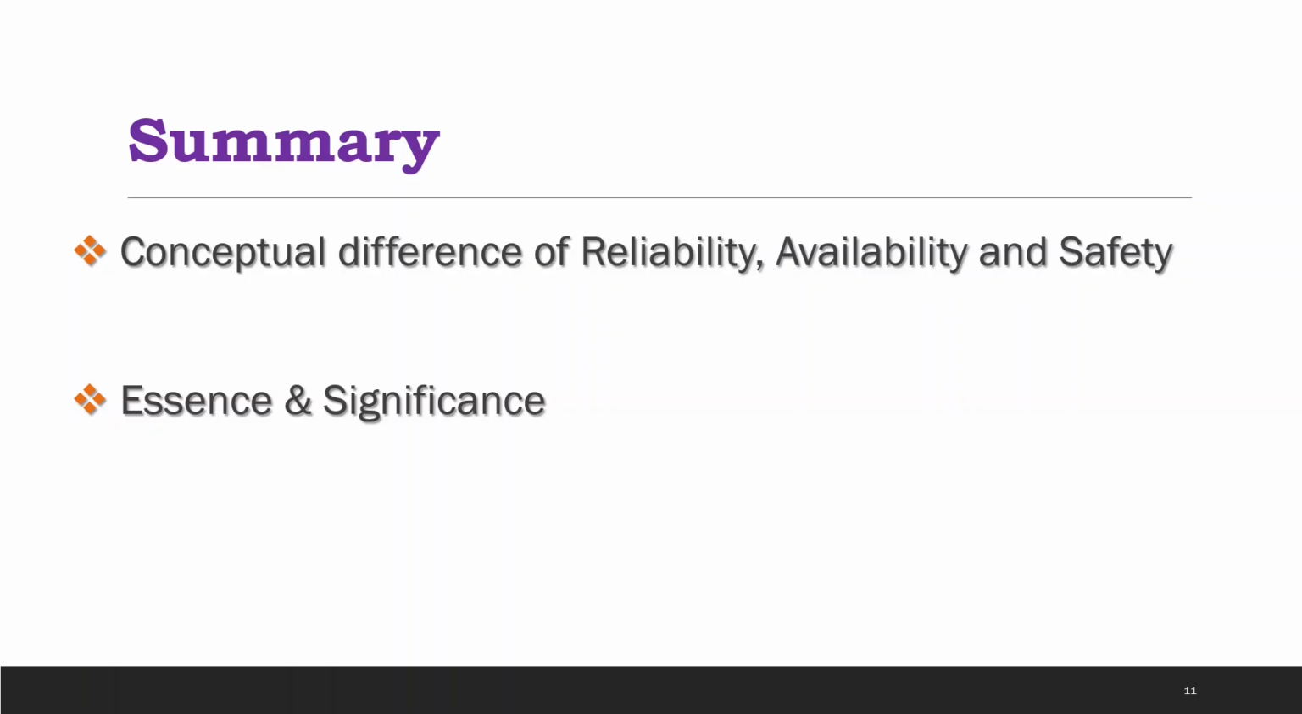Summarizing, we looked at the conceptual difference between reliability, availability, and safety. While reliability focuses on minimizing failures, availability focuses on keeping the system up and running despite failures and also minimizing the downtime of the system. And finally, safety demands timely, fail-safe actions to protect humans and environment.